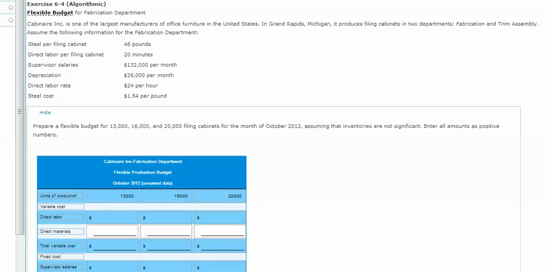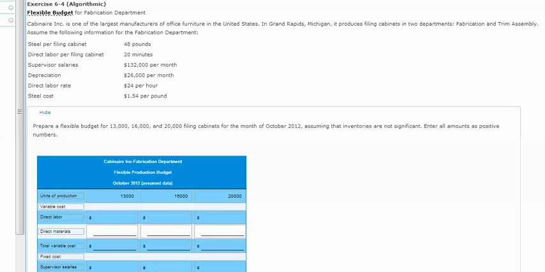Now I'm going to go back and I can read the information. I need to be able to determine what are the variable costs, because those are going to change based on the quantity we produce, levels of production. And I have to be able to determine those which are fixed costs, because they'll remain the same regardless of the level of production.